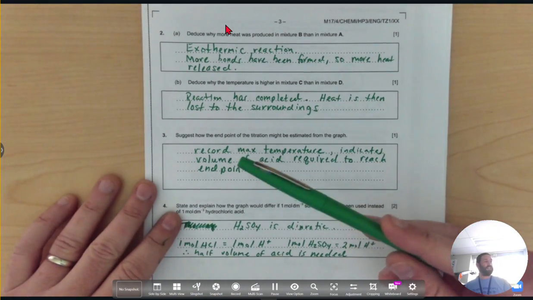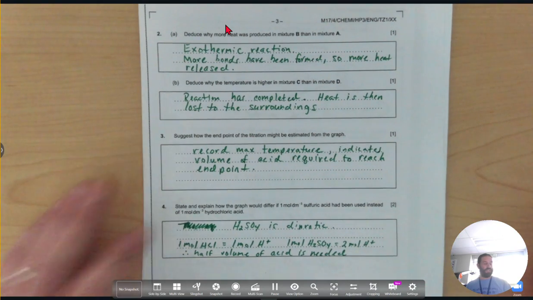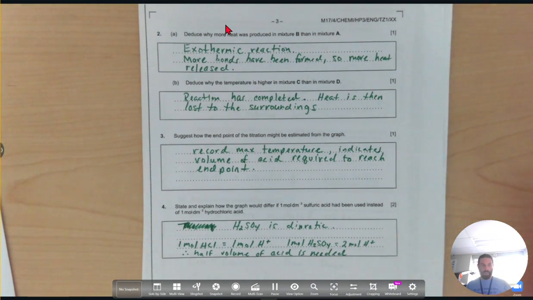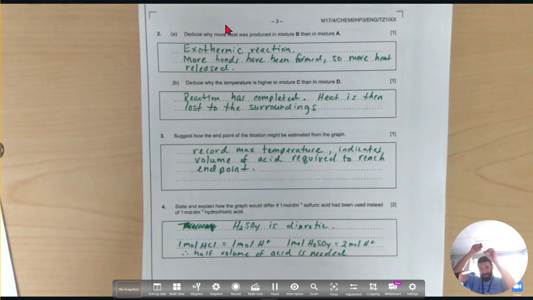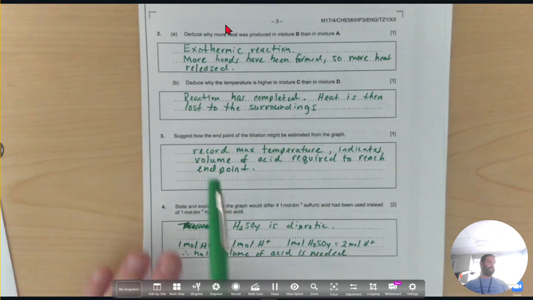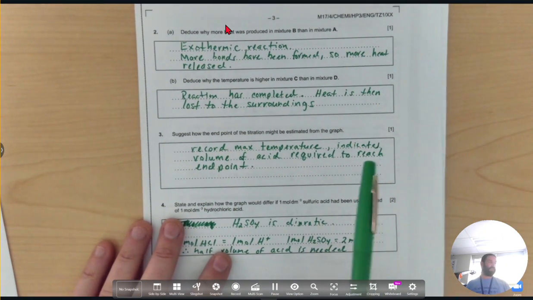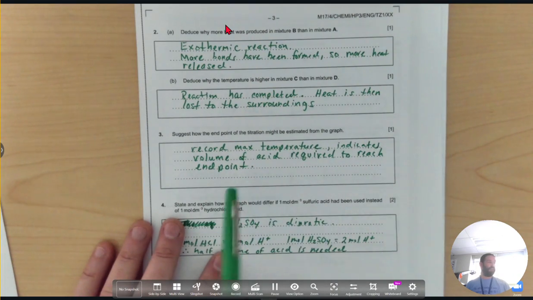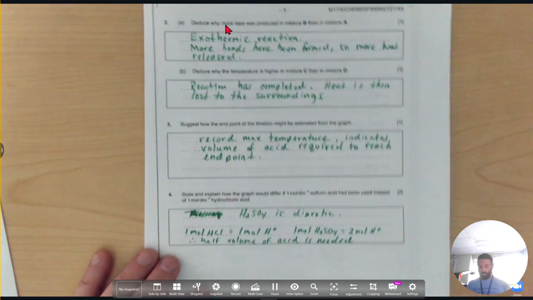And then it says suggest how the end point might be estimated from the graph. Well, the end point, we usually use an indicator to tell us when we get there, but also if the temperature rise stops, then that also tells us that the reaction has completed. So we can just record the maximum temperature, and the volume of acid required to reach that temperature will tell you what the end point is.